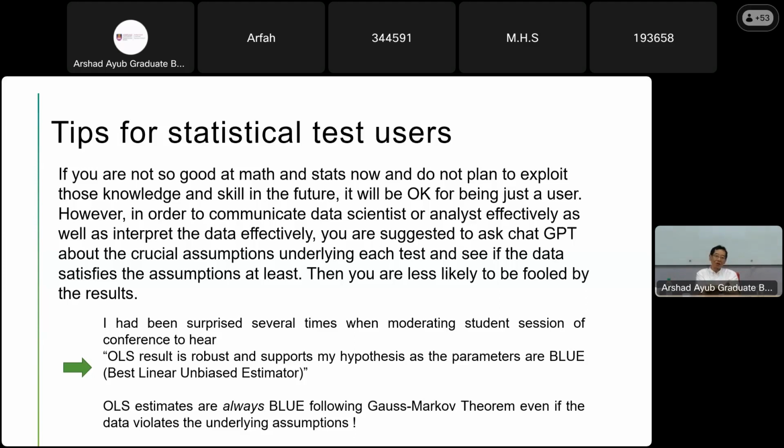As you can see here in the photo, OLS estimates are always BLUE, following the Gauss-Markov theorem, even if the data violates the underlying assumptions. So again, if you decide, after the conversation with your supervisor, to apply any econometric approach, be particular about the assumptions only.